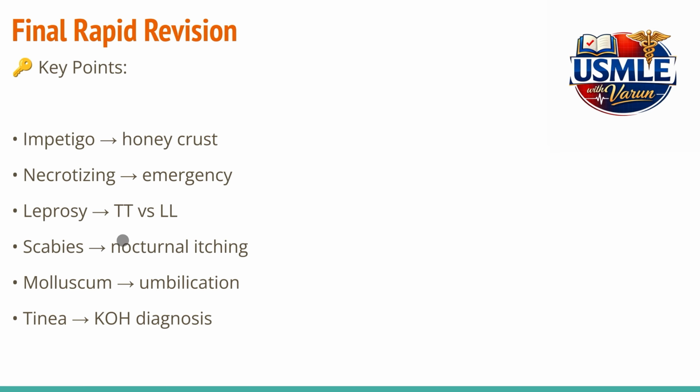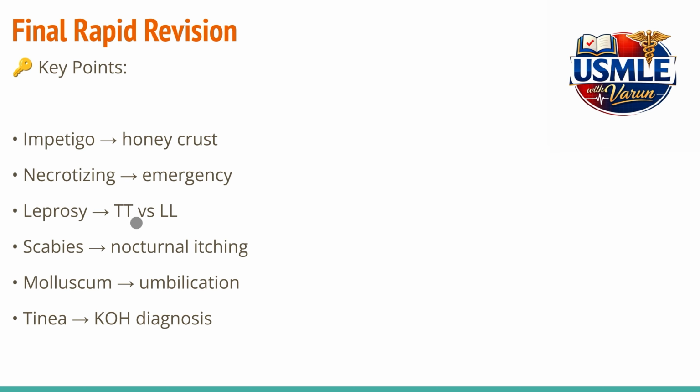This entire topic is totally related to pattern recognition. So let's quickly summarize the key findings from this module. Honey-colored crust is seen in impetigo. Severe pain along with crepitus is a surgical emergency, and when it's present, we need to think about necrotizing fasciitis. Then leprosy, there are two types, tuberculoid leprosy and lepromatous leprosy. We need to understand the characteristic differentiation between both of them.